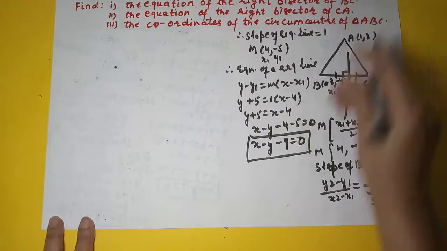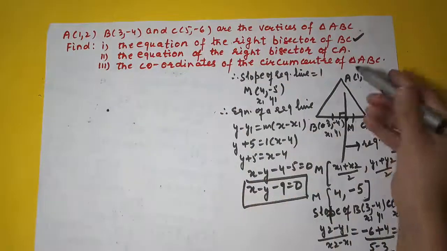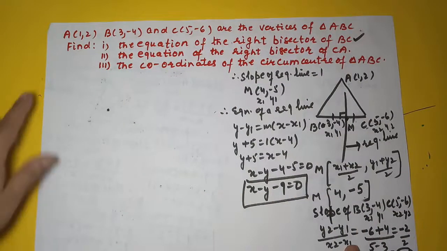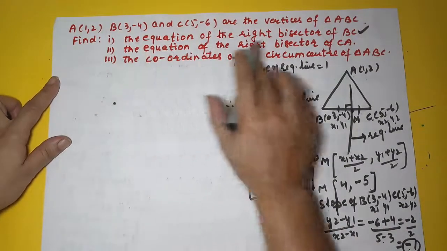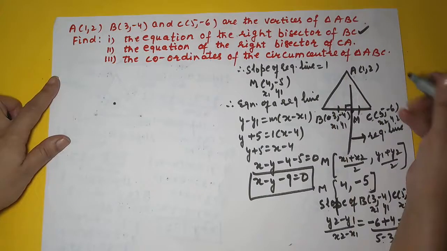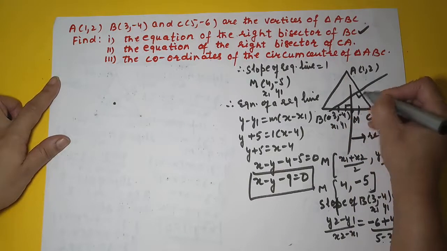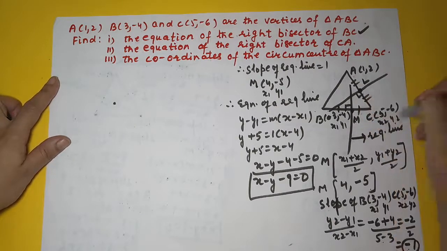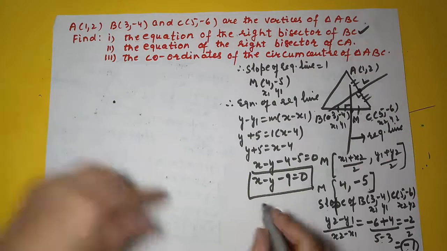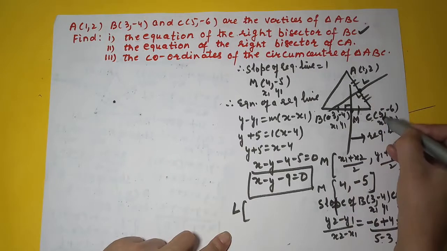Fine. We have answered the first part of the question: find the equation of the right bisector of BC. Now, similarly, he wants me to find the equation of the right bisector of CA. So I have to drop a perpendicular here, and this side will be equal to this side. So I can find this point. Let this be L. How do I calculate the coordinates of L? I know by now x1 plus x2, that is 5 plus 1.